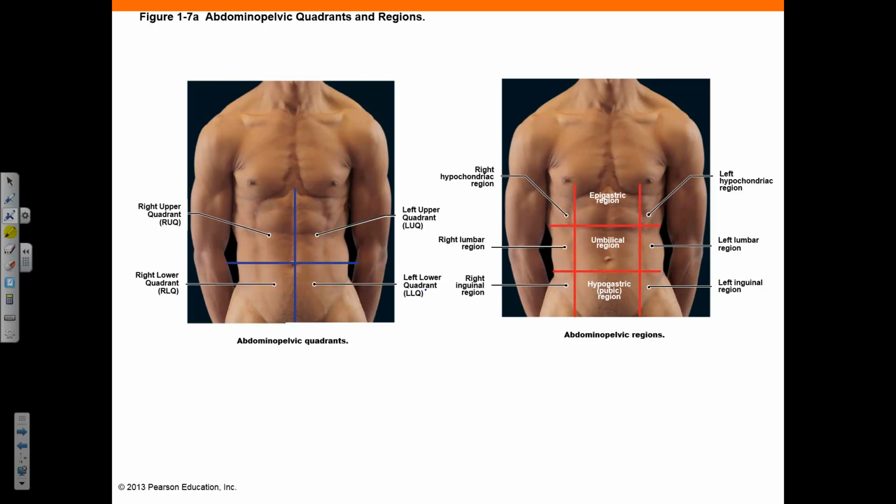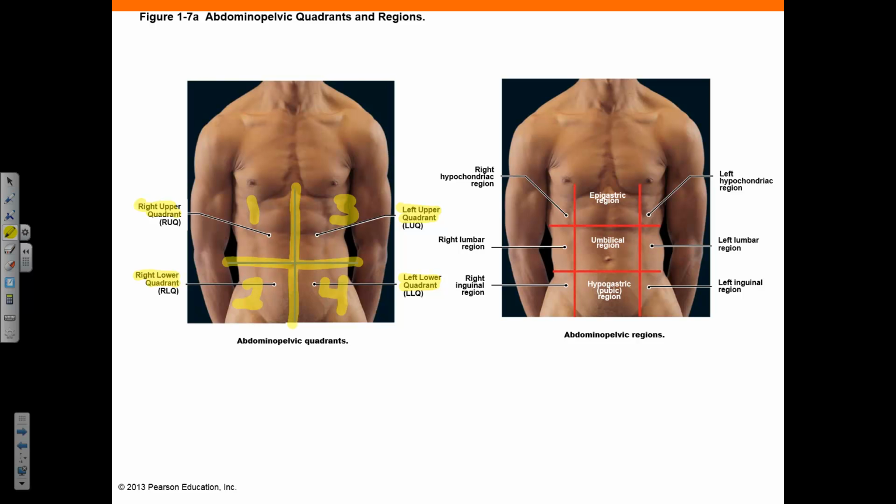The abdominal pelvic quadrants and regions break the abdomen into sections. The abdominal pelvic quadrants include the right upper quadrant, the right lower quadrant, the left upper quadrant, and the left lower quadrant. So we can see how the abdomen is split into 4 regions. The first being the right upper quadrant, the second, the right lower quadrant, the third, the left upper quadrant, and the fourth, the left lower quadrant.